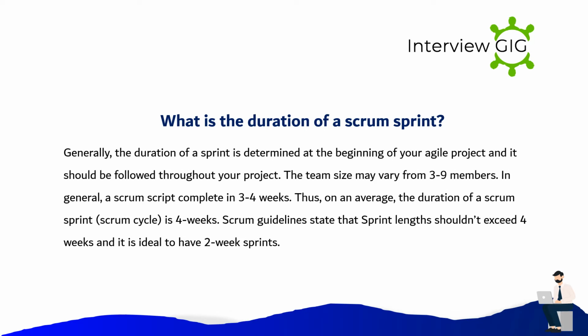Generally, the duration of a sprint is determined at the beginning of your Agile project and it should be followed throughout your project. The team size may vary from 3-9 members. In general, a Scrum sprint completes in 3-4 weeks. Thus, on average, the duration of a Scrum sprint, Scrum cycle, is 4 weeks. Scrum guidelines state that sprint lengths shouldn't exceed 4 weeks and it is ideal to have 2-week sprints.